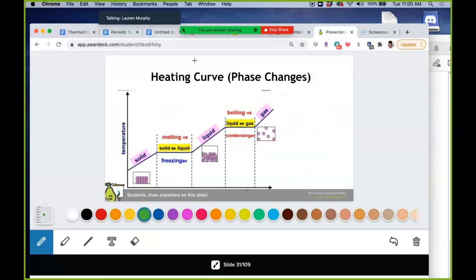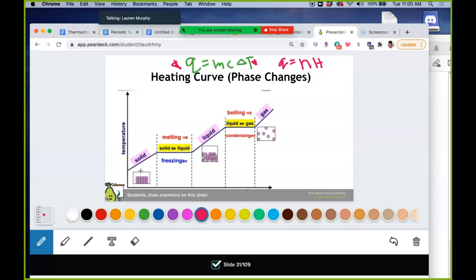We have two equations now for heat. Q equals MCΔT and Q equals nΔH. Okay, these are our two equations. This is the only one on the equation sheet, aka you need to know this one. So let's look at it.